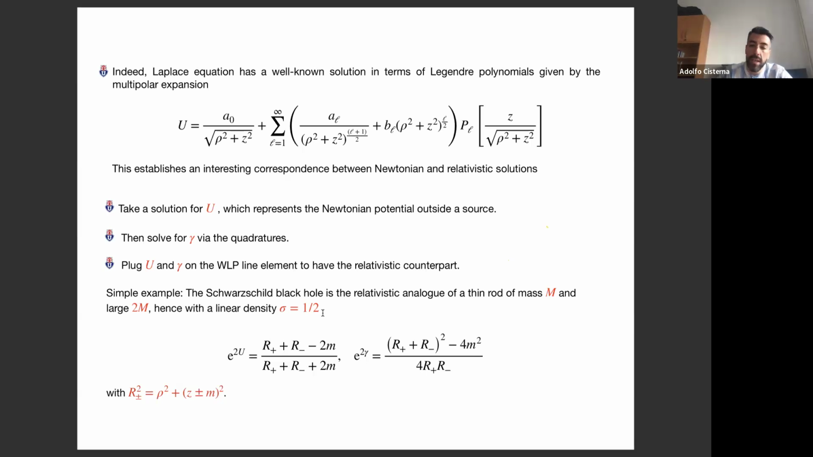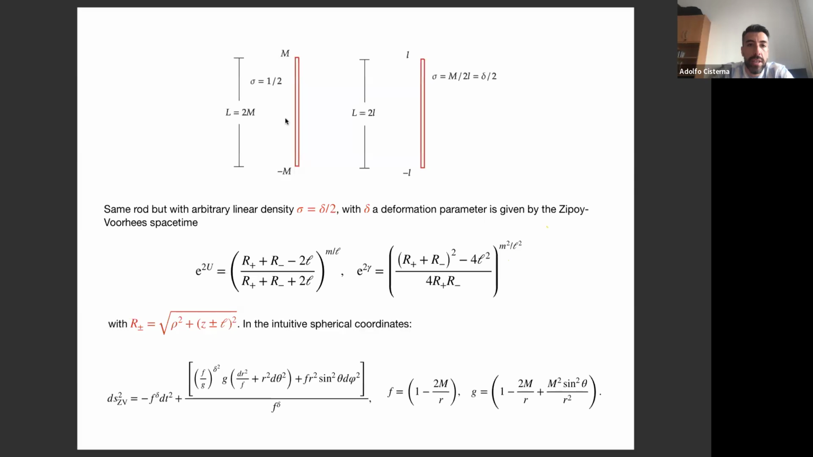You see? So actually, although it works very well as a way to find new solutions, the geometric interpretation of what you have on the Newtonian side and on the relativistic one is very different. And this is basically Schwarzschild. So if I were to solve Schwarzschild in Newtonian terms as a problem of electromagnetism, what I would have to do is consider a thin rod of linear density 1/2 of this form. And what I'm going to get in the relativistic counterpart is Schwarzschild.